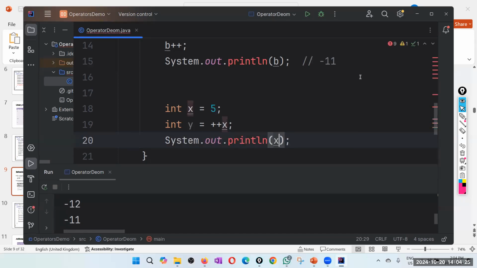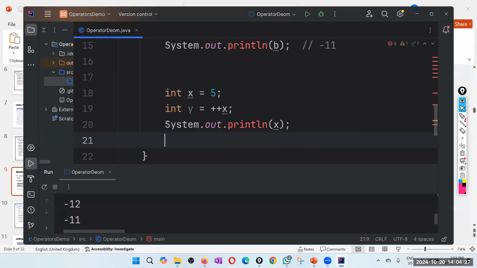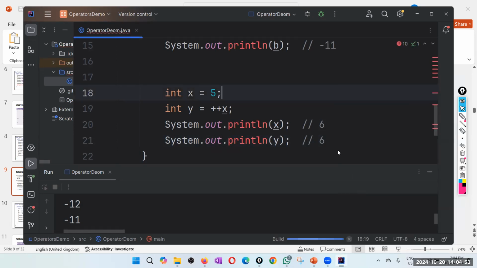Say x and y. What is the output? X is 5. Now you increment x by 1, then x is 6. And this 6 is assigned to y. So therefore, x is now 6, and y is also 6 because after incrementing, we assign the value to y. So the output will be 6 and 6.